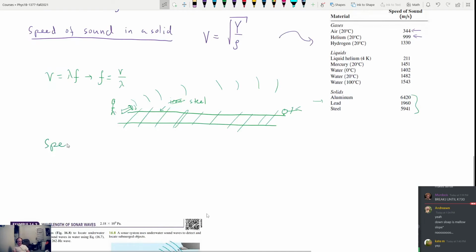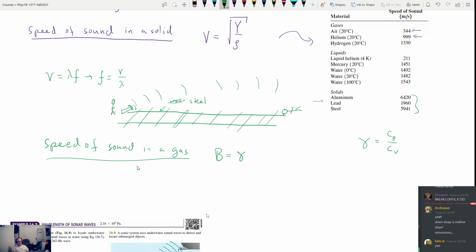One final thing before we do these two problems: the speed of sound in a gas. They say that in a gas, the bulk modulus is equal to gamma. We know what gamma is for a gas, right? Gamma is CP over CV. CP is always greater than CV. It's the ratio of the molar heat capacities. If you multiply gamma times the pressure of the gas, this gives you the bulk modulus.